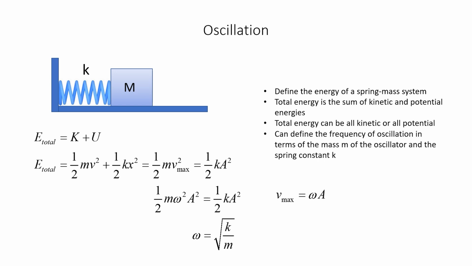We also know that the maximum velocity is omega A. If we substitute that in for V max, we get 1/2 m omega squared A squared equals 1/2 k A squared. We can cancel the 1/2 factor and the A squareds and solve for omega. This gives us the frequency of this simple harmonic oscillator as the square root of k over m.